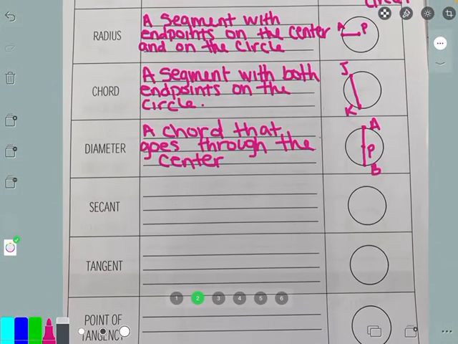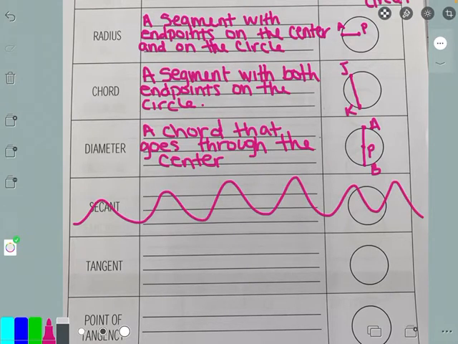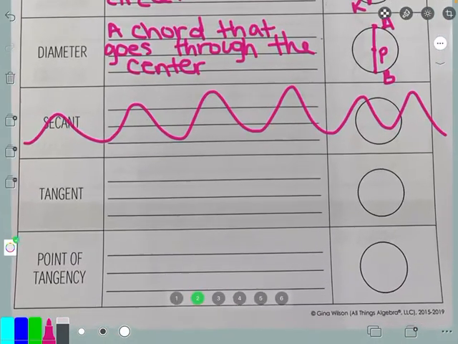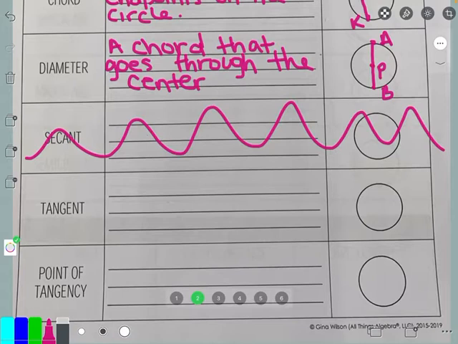Next word is secant, and I actually do not want to go over this one with you guys because we will not be doing secants this year. So I don't want to confuse you. We're just not even going to cover it. But we are going to be doing tangents. And a tangent is a line, so this one has no endpoints, because it's a line that intersects the circle at exactly one place.